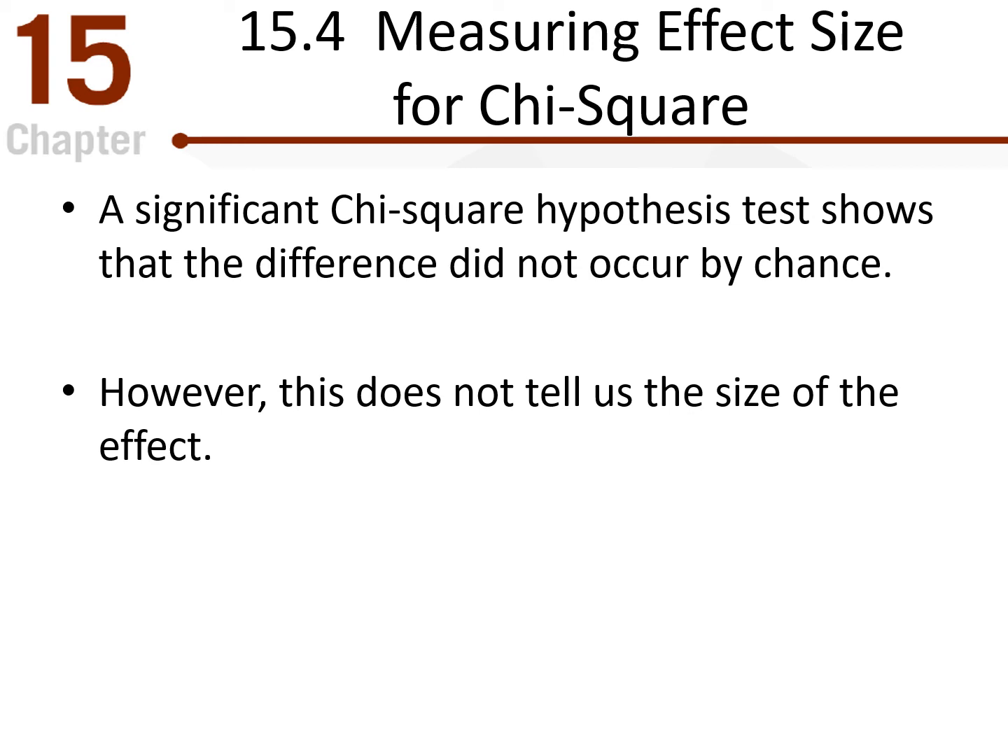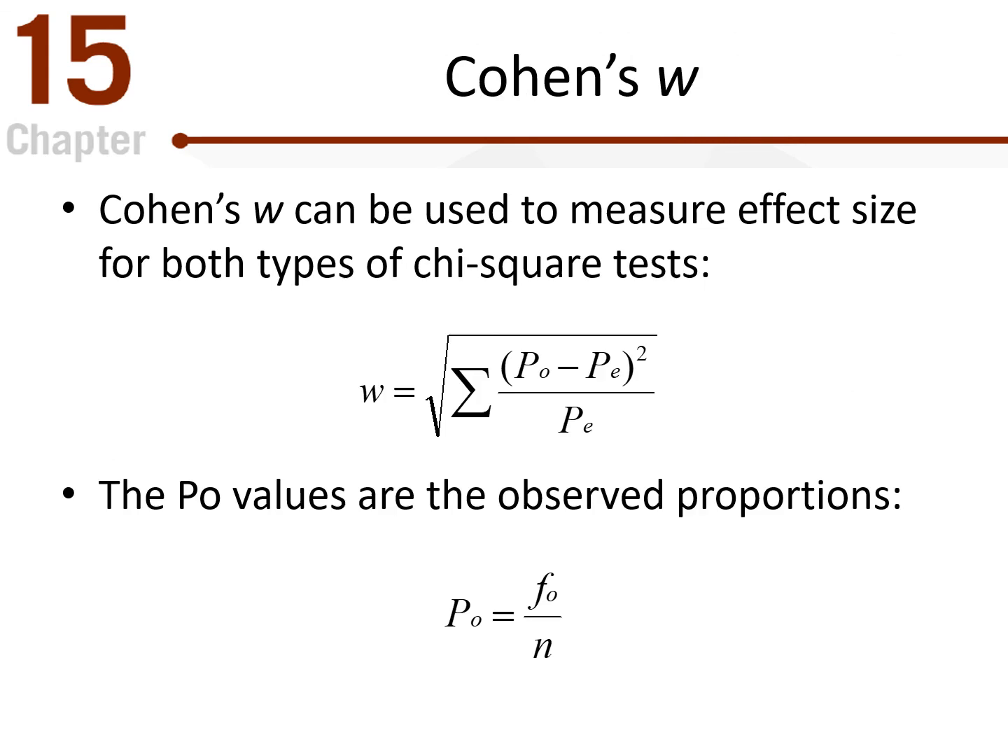A significant chi-square means that the null hypothesis should be rejected: there's a difference in the case of goodness of fit, and there's a relationship in the case of test of independence. But this does not tell us the size of the effect. If we reject the null, we know that the two nominal variables go together or there's a difference. We don't know how big the effect is, so we need a measure of effect size.